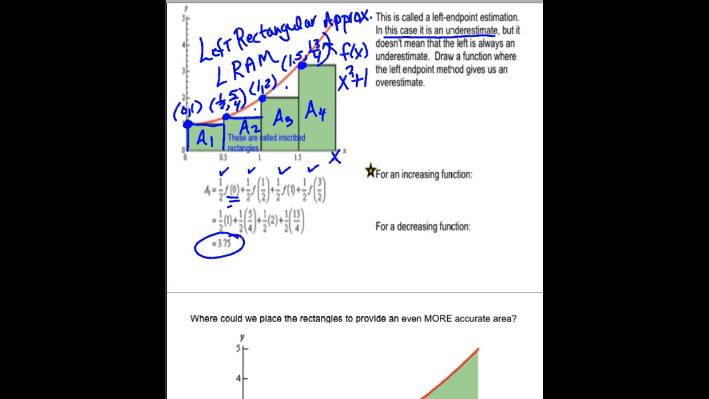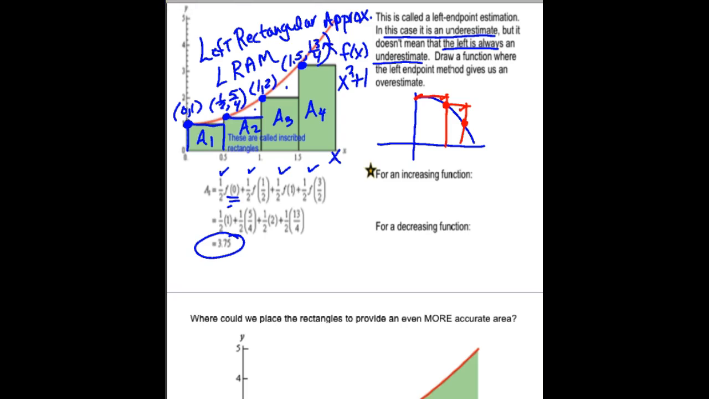It doesn't mean, though, that an LRAM is always an underestimate. I can draw a function where, let's go like this, where if I do a left endpoint, I'm going to go grab a red, head over, hit on the left, hit over on the left, hit over on the left. Now I'd have an overestimate because I would be extending above the curve.